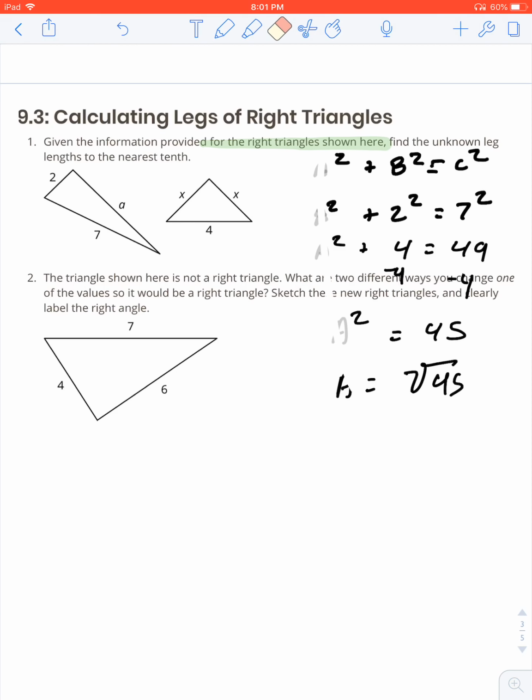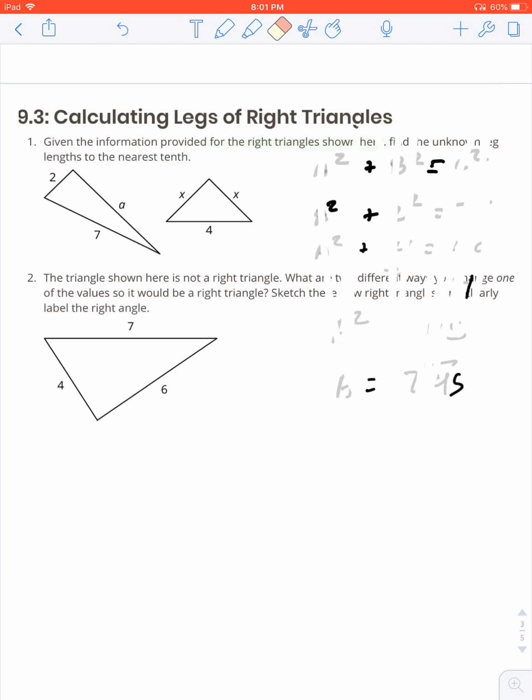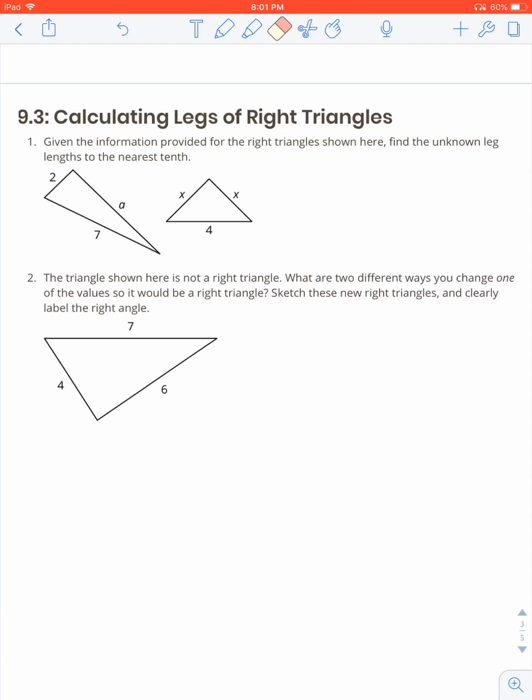And then our next problem, as I erase everything here, and there we go. Our next problem is for this second triangle. I have, once again, a squared plus b squared equals c squared.